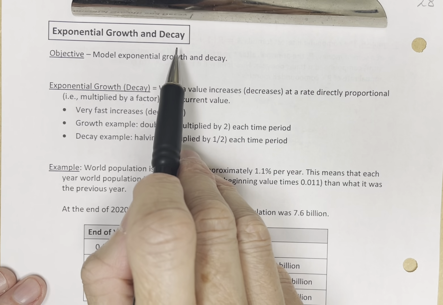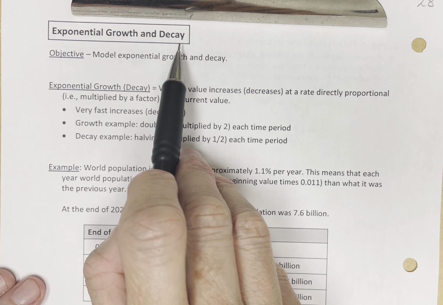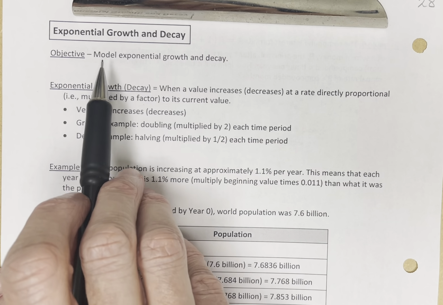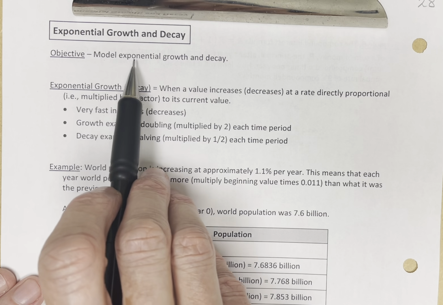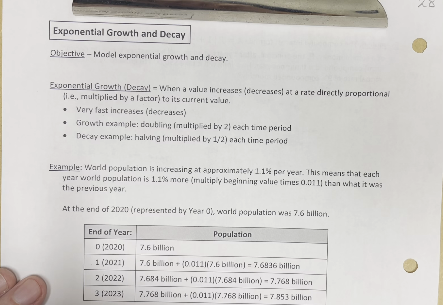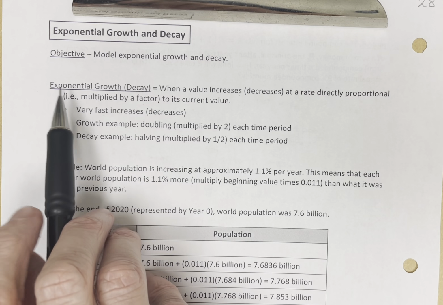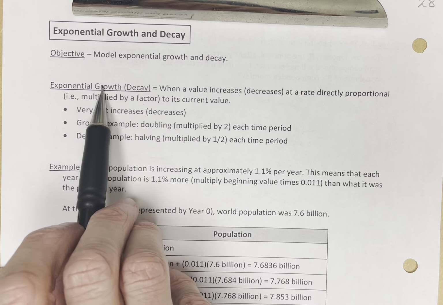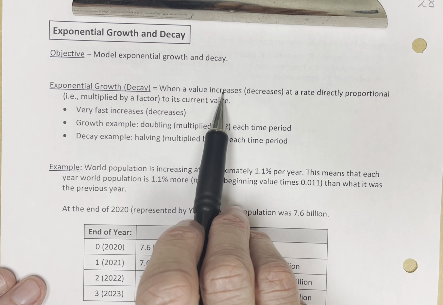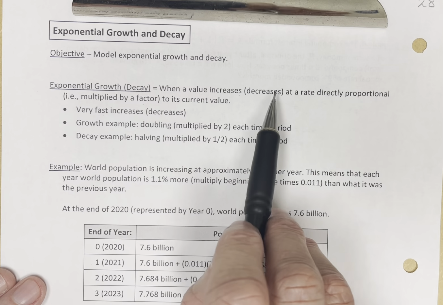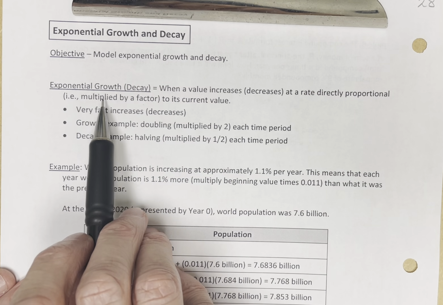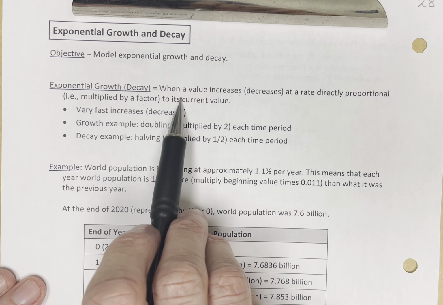Exponential growth and decay. Our objective for this video is to look at some real-life applications and how you can model exponential growth and decay. Let's first start by defining what this is. Exponential growth or decay is when a value increases (growth) or decreases (decay) at a rate directly proportional to, in other words multiplied by a factor, its current value.